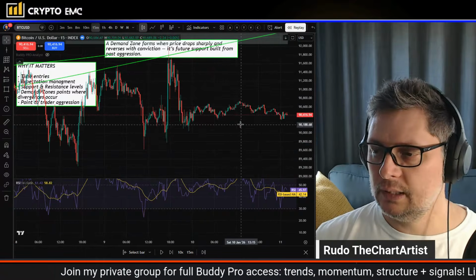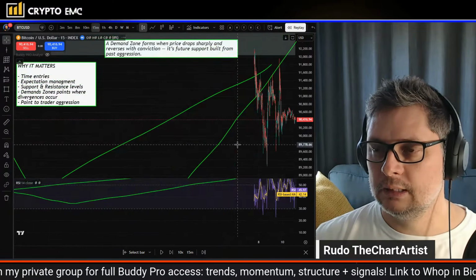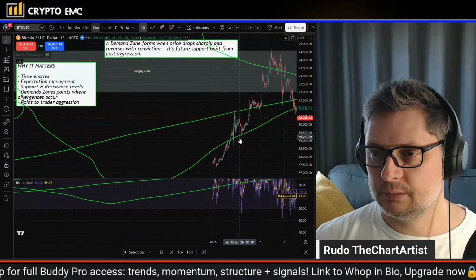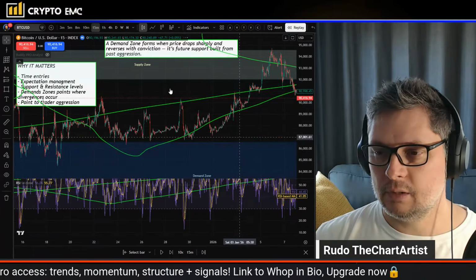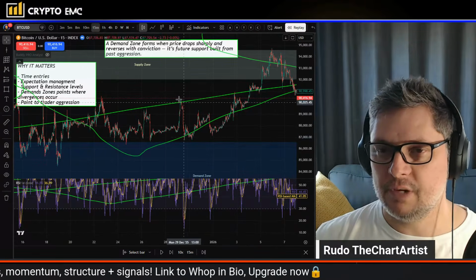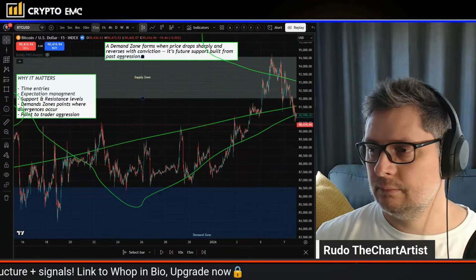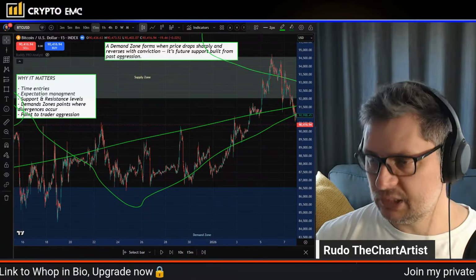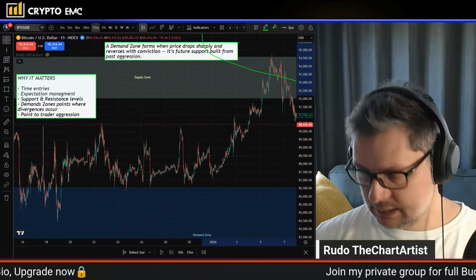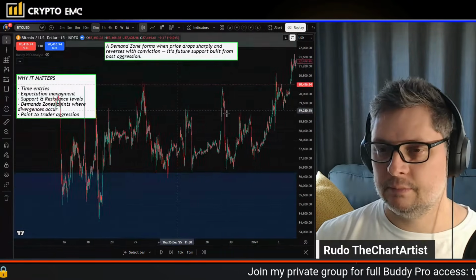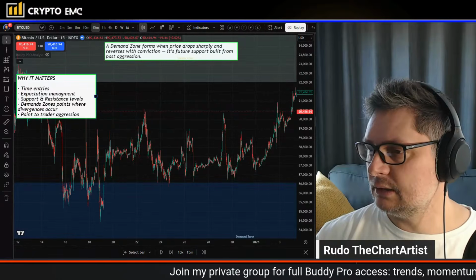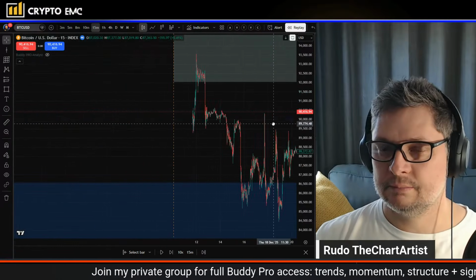The goal here is to look for double tops, double bottoms. I'm going to take away the RSI real quick, because otherwise the chart's going to be very messy. I'll take away all the brush strokes just to clean it up for you guys. And what I'll do is I'll just hide this.